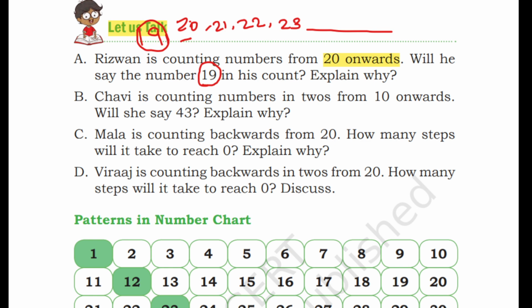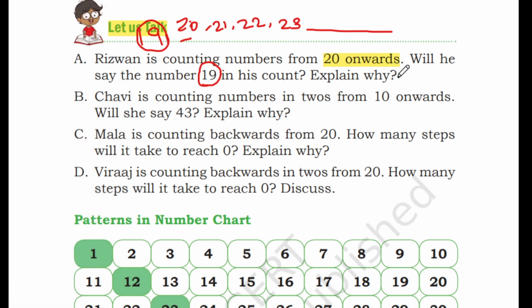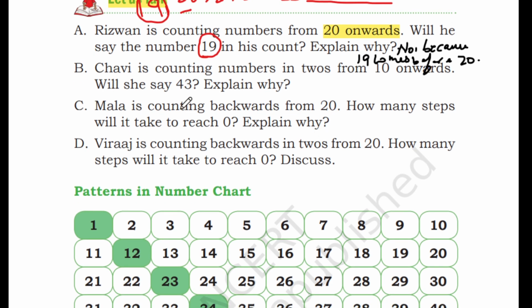So we will write the answer here. I will write this in black pen. So we can say no because 19 comes before 20. Okay, so the answer is no because 19 comes before 20. Alright, so the next question.